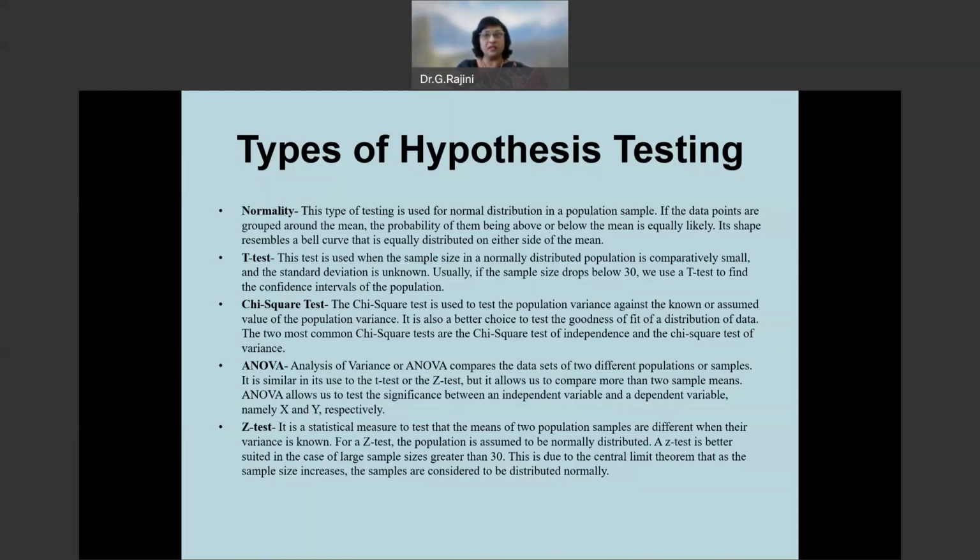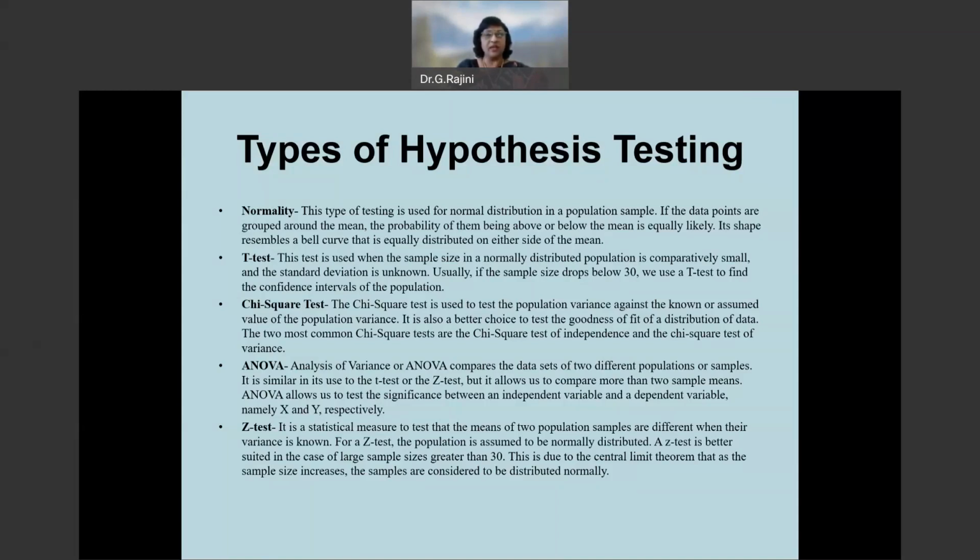First is the t-test. Normally the t-test is done for samples which are lesser in size. We call it a small sample. If it is lesser than 30 only, we go in for that. This test is used when the population is normally distributed and the standard deviation is unknown. If the sample size drops below 30, we use the t-test to find the confidence intervals of the population.